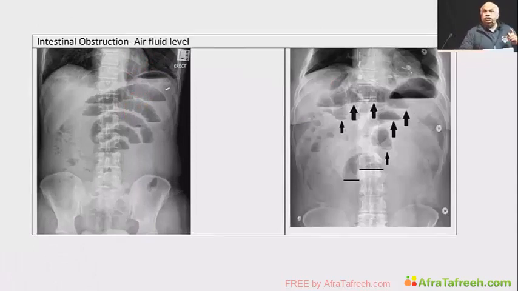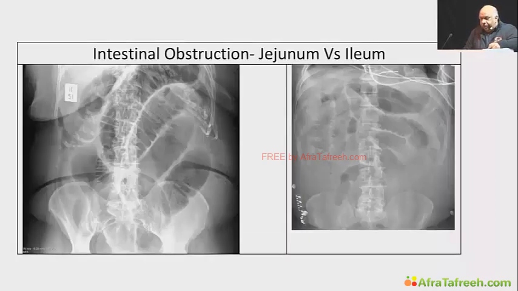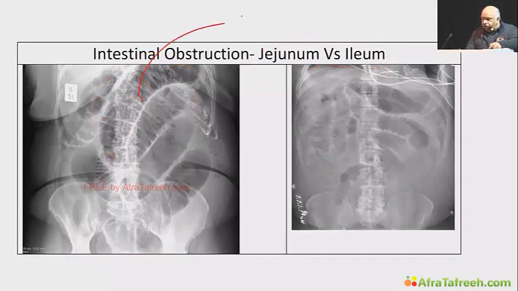And this X-ray shows multiple air fluid levels. Very, very important X-ray for you. Gas under diaphragm and air fluid level are very important, both of them. So whenever you find multiple air fluid levels, take an erect view. This is the obstruction. And this is how you differentiate jejunum from ileum. See this part, these have lines, and this area has no lines. So this is called valvulae conniventes, this is jejunum, while this is ileum. And this is how you know the site of obstruction.